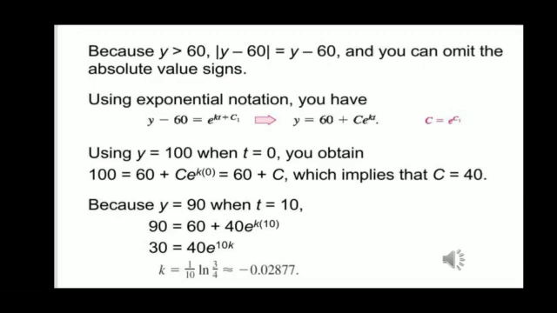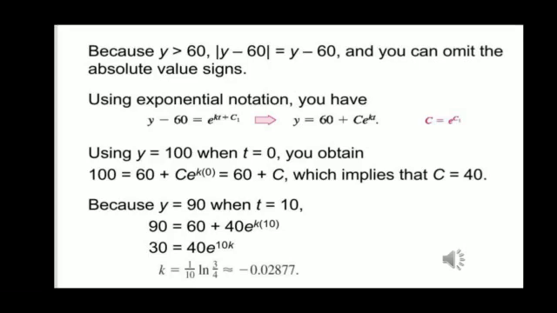And you can omit the absolute value signs using exponential notation. You have y minus 60 is equal to e raised to kt plus c1. So y is equal to 60 plus c e raised to kt, where c is equal to e raised to c1. Using y is equal to 100 when t is equal to 0, you obtain 100 is equal to 60 plus c e raised to k0, which is equal to 60 plus c, which implies that c is equal to 40.